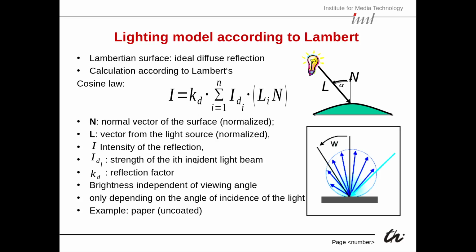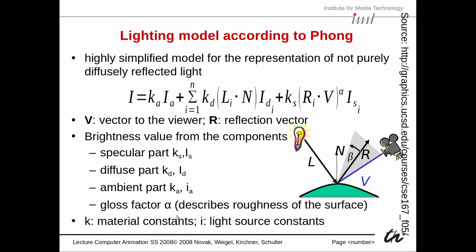So very simple. So the brightness is independent of the viewing angle. It only depends on the angle of the incidence of the light. And an example here is uncoated paper. All right. Yeah, so this is only good for non-specular reflections, and often we want to have surfaces which are somewhat shiny, which have some specular reflections.